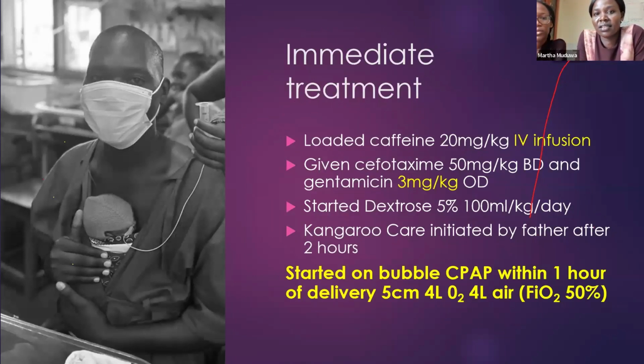The immediate treatment that was given to the baby on admission: baby was loaded with caffeine, 20 milligrams per kg infusion, and then cefotaxime and gentamicin were given. These are first-line antibiotics in our neonatal unit. And then the baby was started on 5% dextrose, 100 mils per kg per day. And then kangaroo mother care was provided, this time by the father. The father turned up a few minutes after attending to the mother from the delivery room, and then the bubble CPAP was started within 1 hour of delivery at 5 centimeters of pressure, 4 liters oxygen, and 4 liters of air.